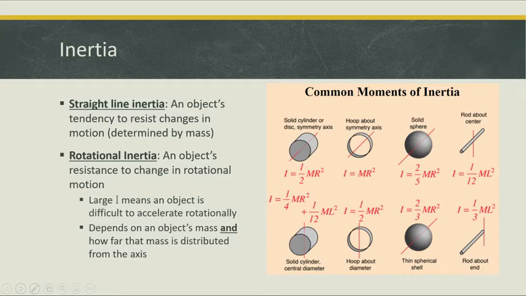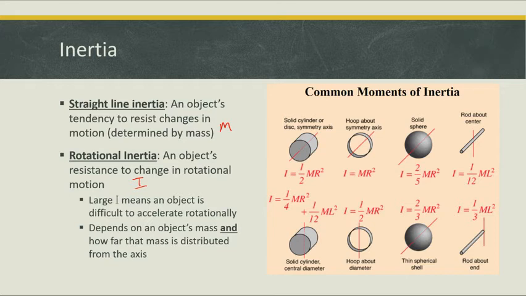Rotational inertia is designated as I, whereas straight line inertia is designated by your M, your mass. A rotational inertia is an object's resistance to change in rotational motion. So if you have a large I, that means an object is really difficult to accelerate. So how hard is it to accelerate something rotationally? This depends on the mass, and it depends on how far the mass is distributed from the axis.